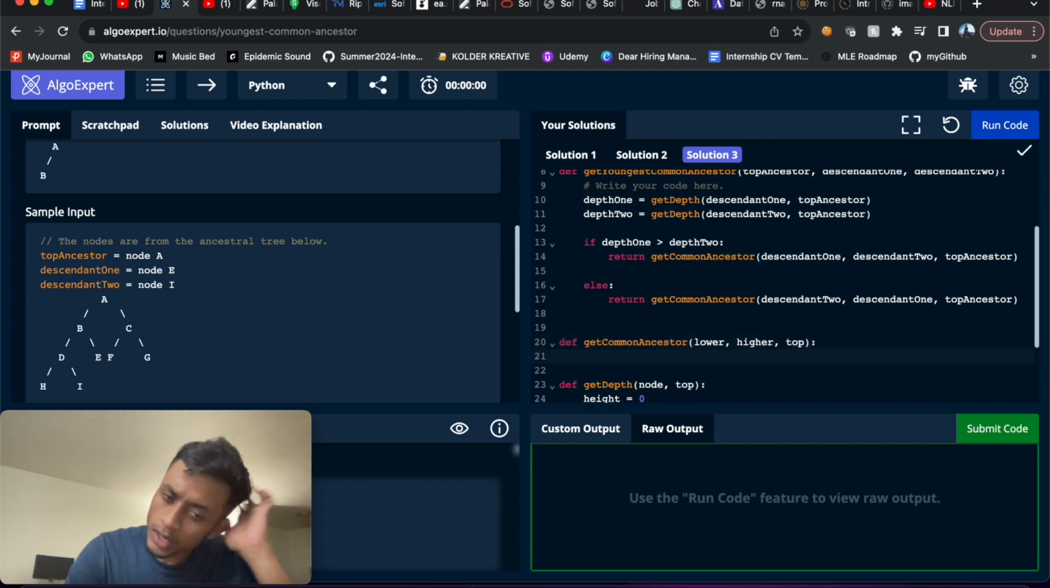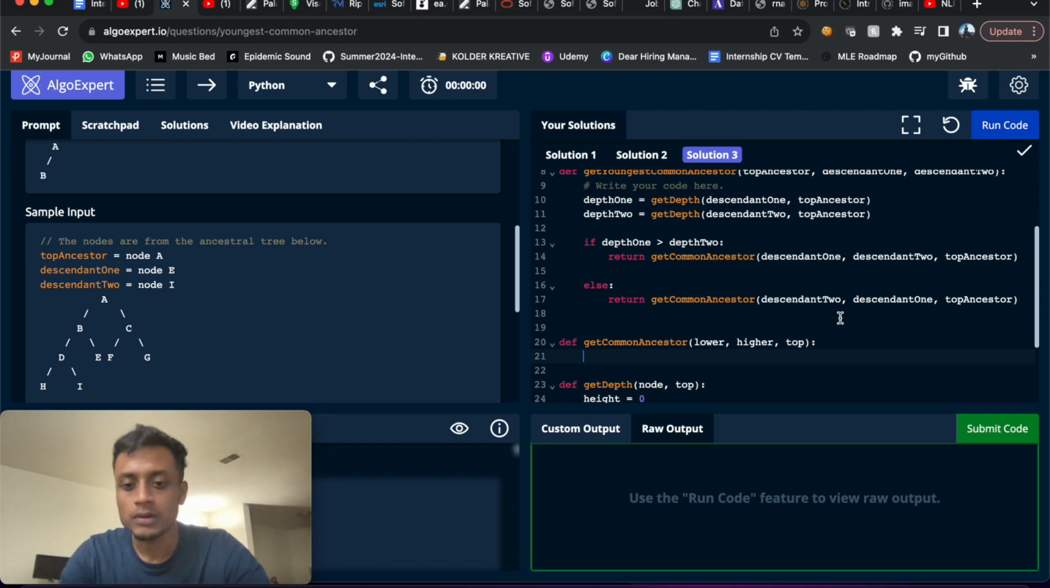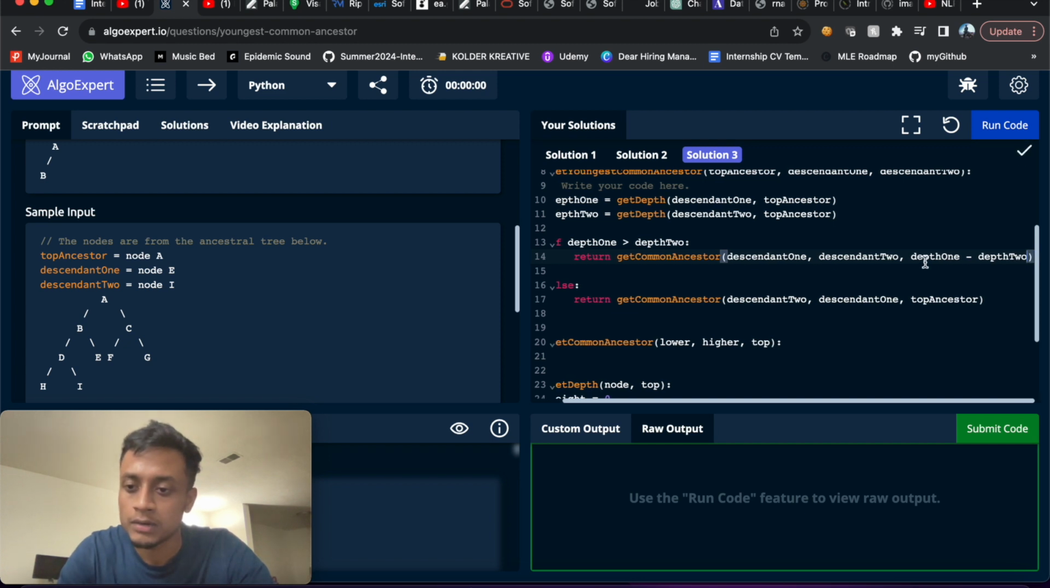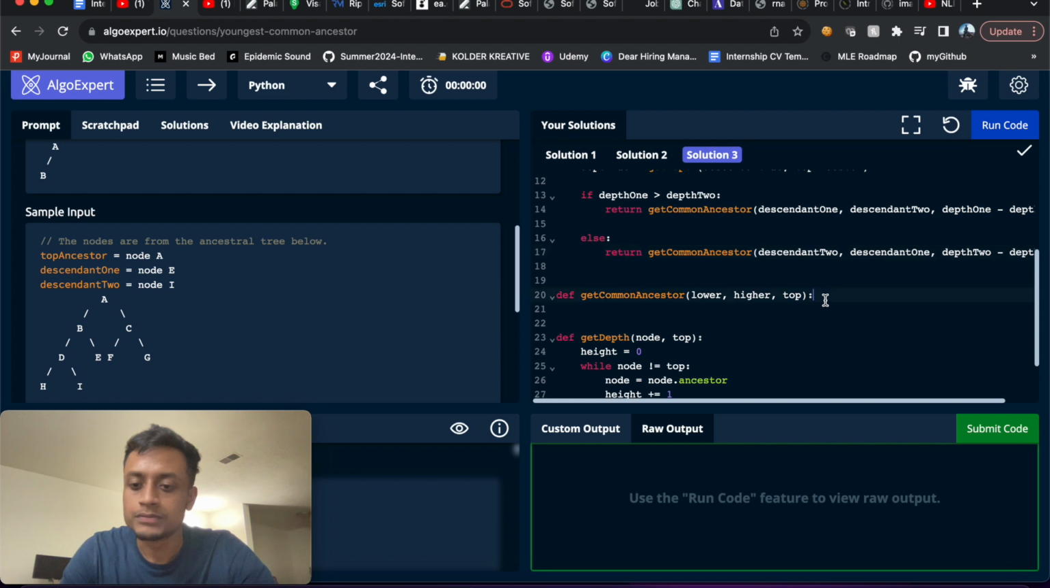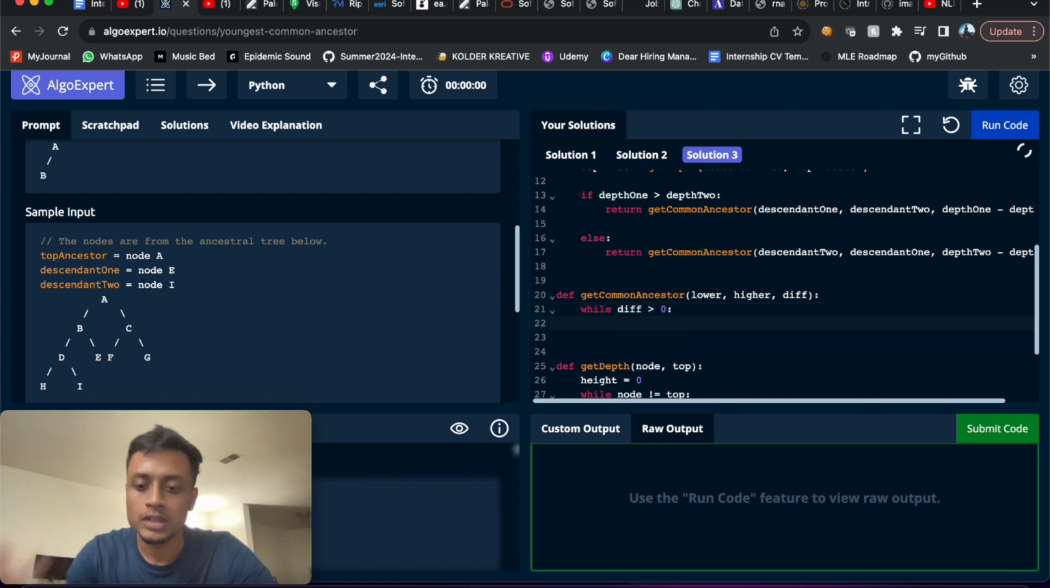Okay, so now top is not needed, but I need the diff. I need to know how much their depths are differing by. In this case, depth 1 is greater. In this case, depth 2 is greater. So I have to write that accordingly. Yep, and this is the difference. So while difference is greater than 0, I'm just gonna keep moving the lower upwards, lower dot ancestor.